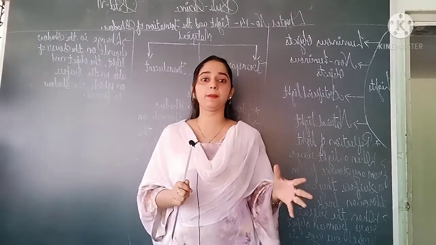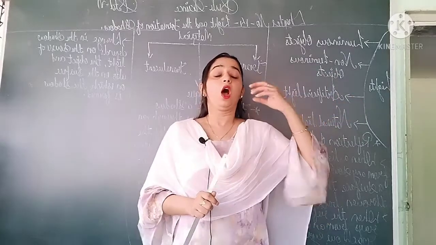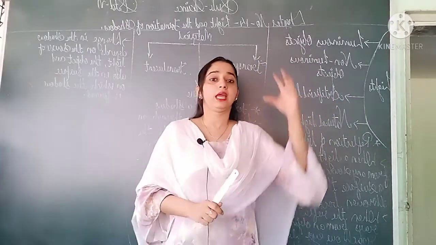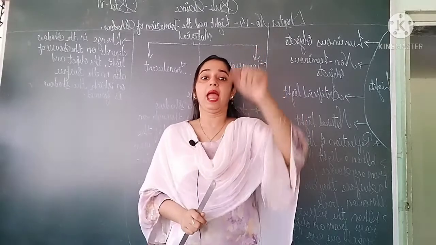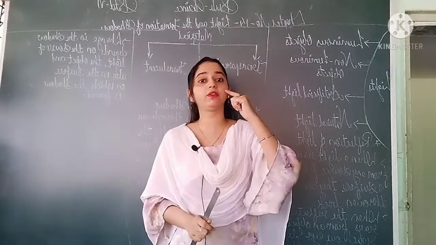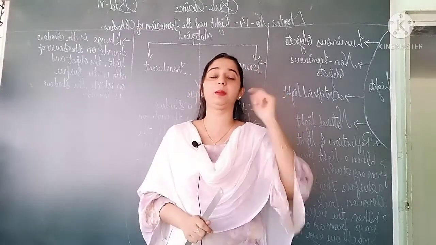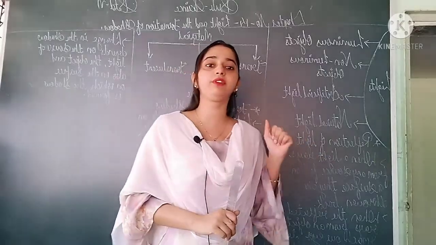It is very simple. Any source of light, for example the sun, a bulb, or a torch, that light reflects off any object, and that reflection comes to our eyes. Then afterwards we can see the clear image, or we can see the object. This is known as reflection of light.